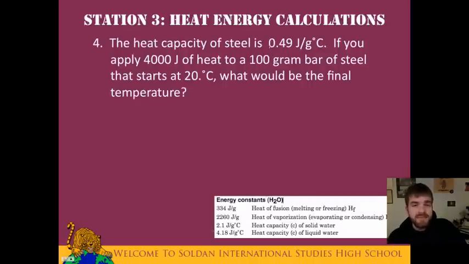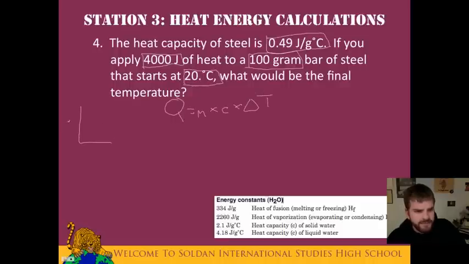Number 4, heat capacity of steel. Oh look, here's our energy constant here. If you apply 4,000 joules, oh look, there's our heat, to a 100 gram bar of steel that starts at 20 degrees Celsius, what would be the final temperature? Let's do our heating curve here.